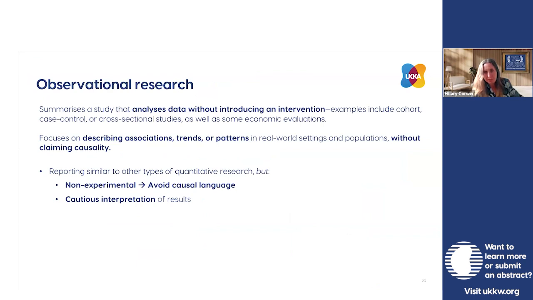I'm also an economist. I just want to talk very quickly about observational research, as we've touched on other types of typically experimental or interventional types of quantitative research. Observational research is unique in that it's summarizing a study where you're analyzing data without introducing an intervention. So this can be epidemiology studies, cohort, case control, cross-sectional studies, some economic evaluations. Because you're not introducing an intervention, you're not leveraging the kind of statistical power of the experimental setup and randomization. It's really important in this observational research not to claim any kind of causality. So we need to be cautious about any interpretation of our results from these kind of studies.